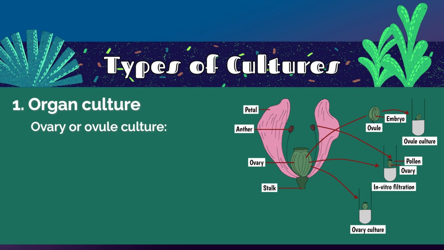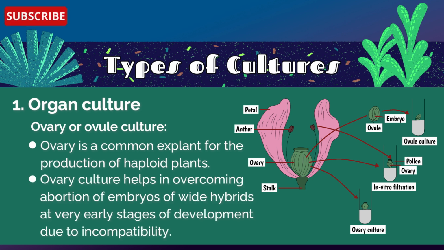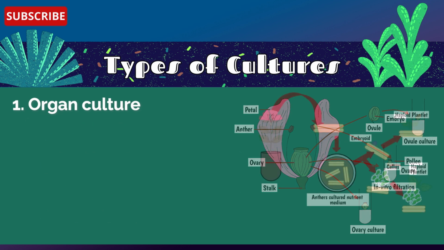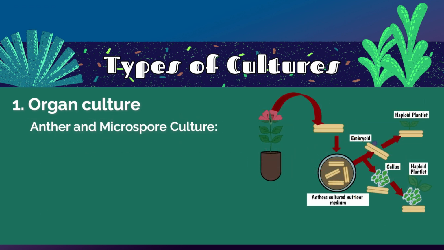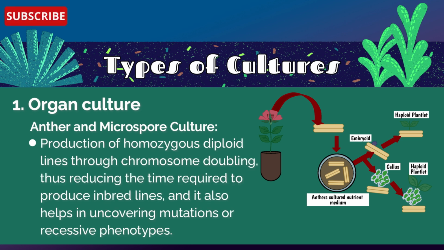Ovary or ovule culture. Ovary is a common explant for the production of haploid plants. Ovary culture helps in overcoming abortion of embryos of wild hybrids at very early stages of development due to incompatibility. Anther and microspore culture is used for the production of haploid plants, and of homozygous diploid lines through chromosome doubling, thus reducing the time required to produce inbred lines, and it also helps in uncovering mutations or recessive phenotypes.